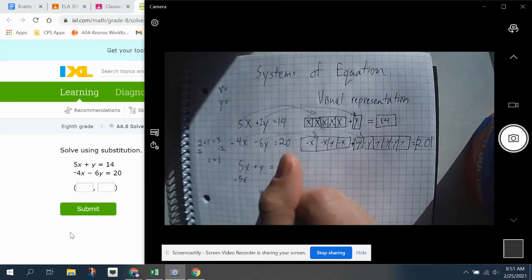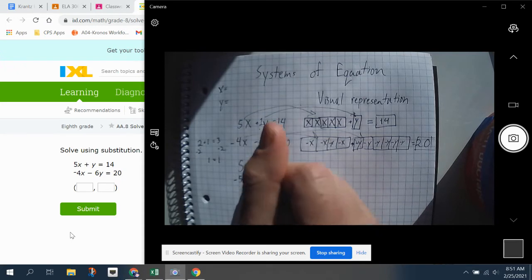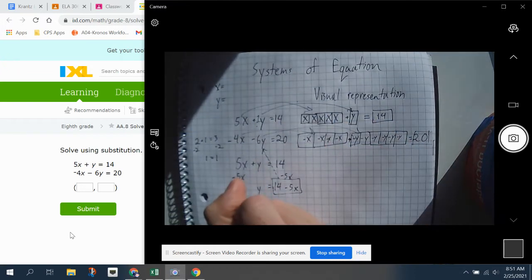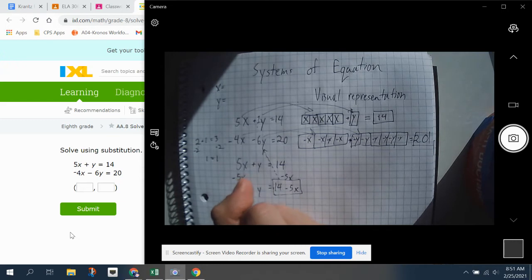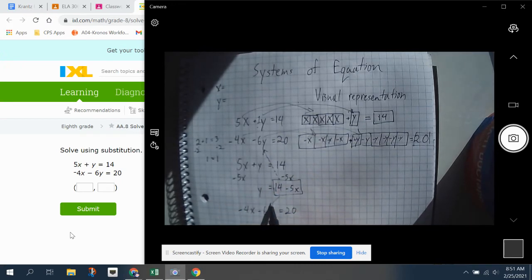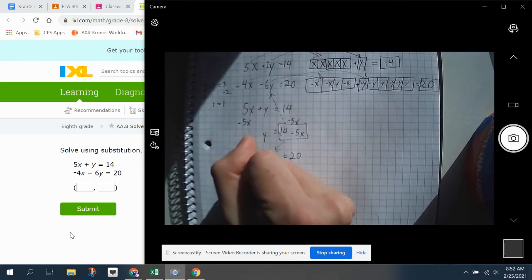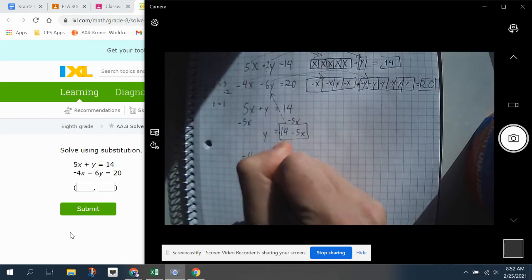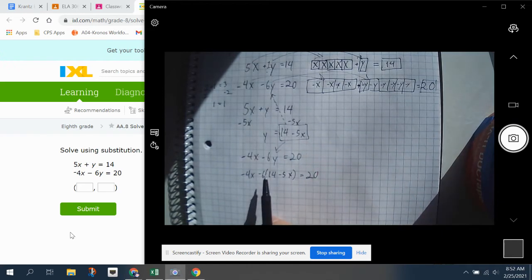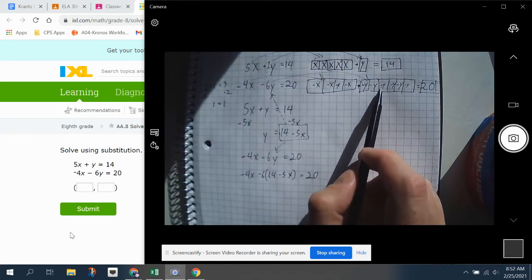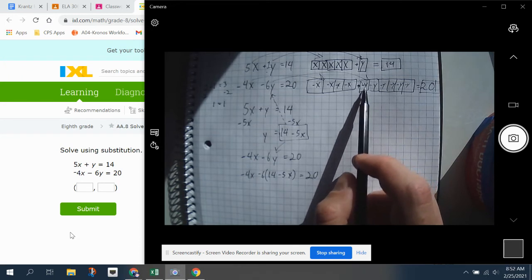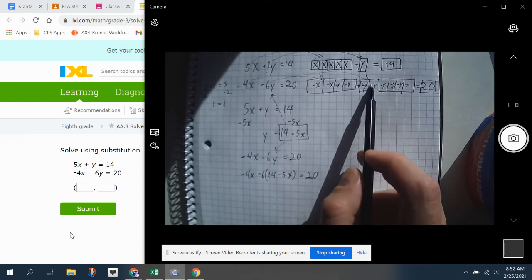Now I'm going to substitute this new expression into my previous equation. So let's rewrite that equation. Negative 4x minus 6y equals 20. Now I'm going to substitute that in right here: negative 4x minus 6 times (14 minus 5x) equals 20. Now imagine each of these y's is 14 minus 5x. So whatever I have here, I need to multiply it by negative 6 so we can have negative 6 of those y's.